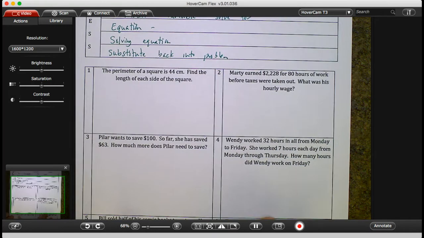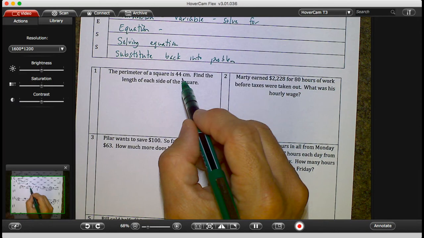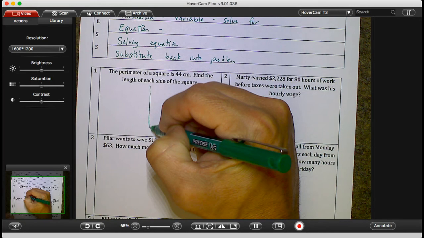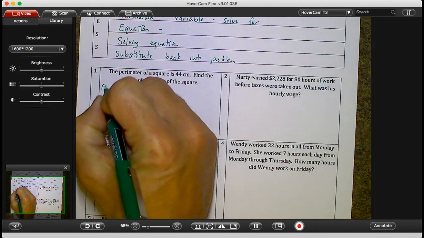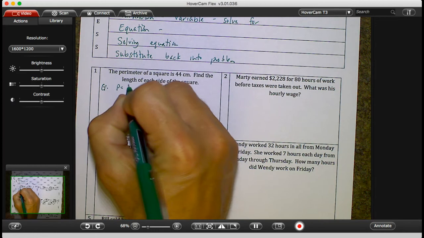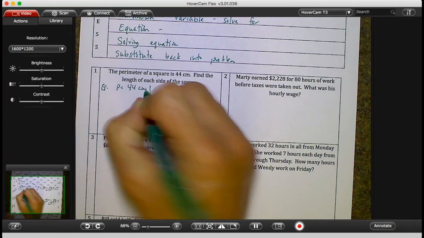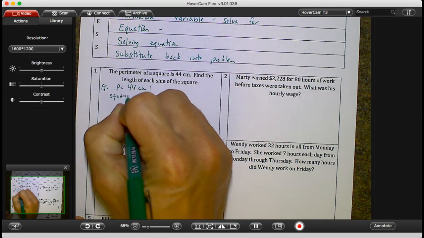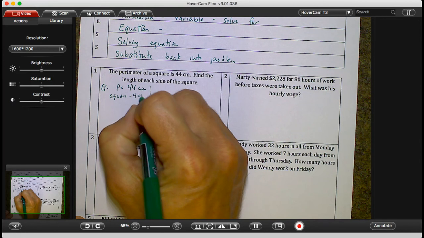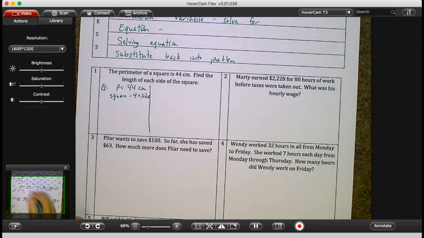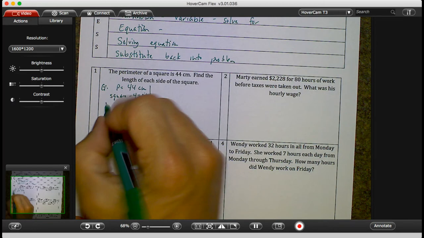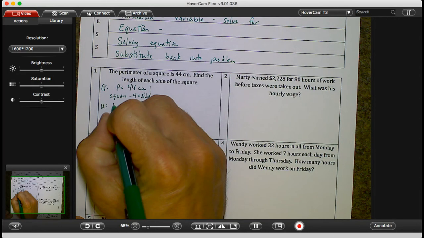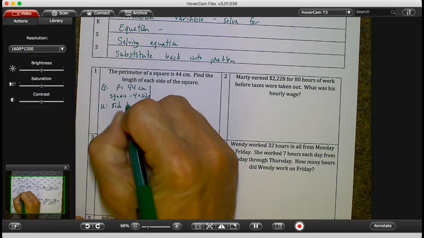So the first one says the perimeter of a square is 44 centimeters. Find the length of each side of the square. I'm going to draw a line down the center here. My given is that the perimeter is 44 centimeters. And then it's also given that it's a square. So I know a square has 4 equal sides. Okay, so that's my given. My unknown is the length of the sides. Side length.